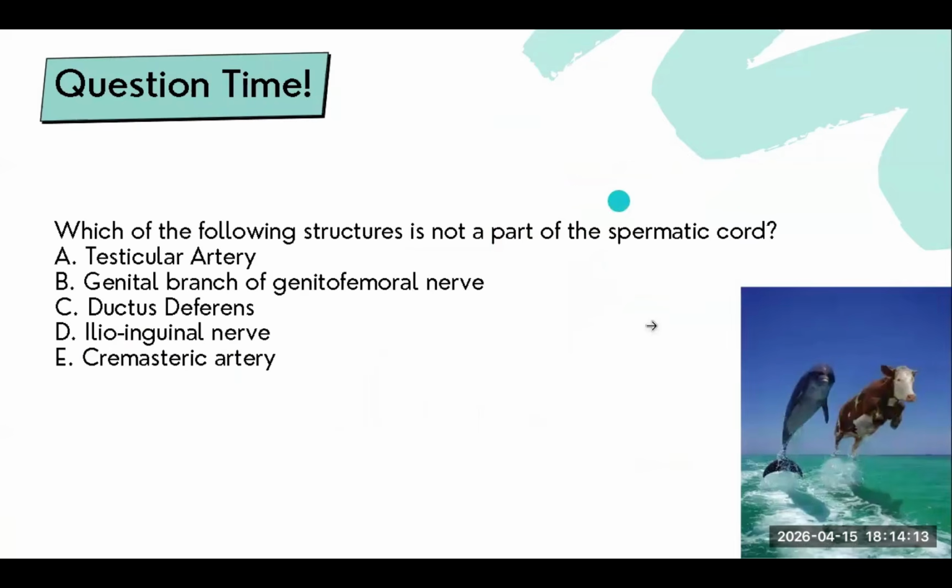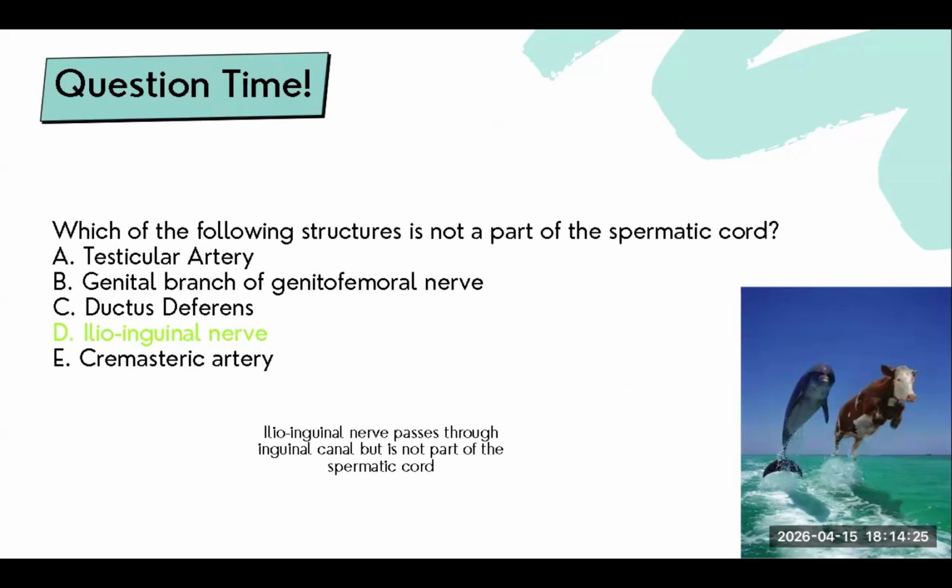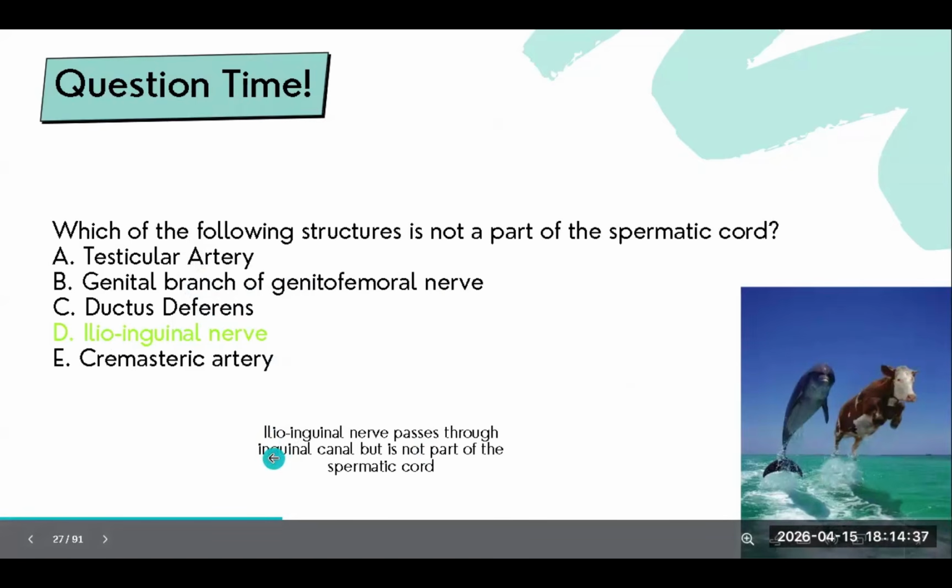Question time. Which of the following structures is not a part of the spermatic cord? A, B, C, D, E. You can pause. 3, 2, 1. The answer is D. All of them are part of the spermatic cord. However, the ilioinguinal nerve is not. The ilioinguinal nerve passes through the inguinal canal, but it's not part of the spermatic cord. This is a very high yield example, okay?